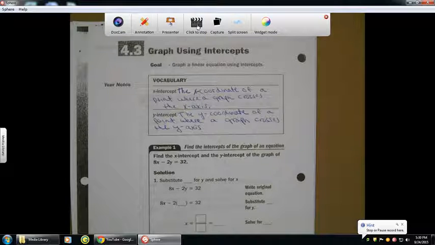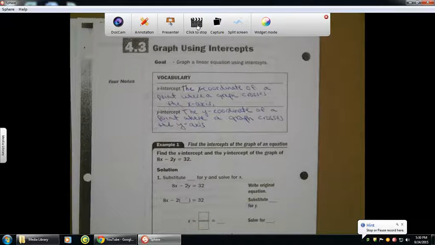The x-intercept may be a new concept to you. However, it is very simple to use. It's the x-coordinate of a point where a graph crosses the x-axis. So we're going to start with example 1, finding the intercepts of the graph of an equation.